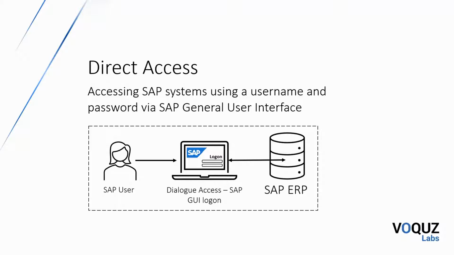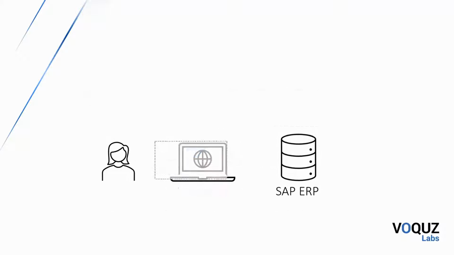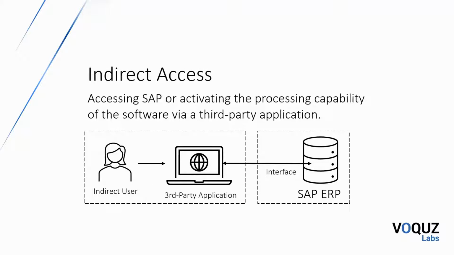First of all, let's quickly cover what direct access is, which would be a user accessing SAP directly via a dialog user account with a username and password. Indirect access, in the simplest terms, is a user accessing SAP or activating the processing capability of SAP via a third-party application that's interfaced to the SAP system.